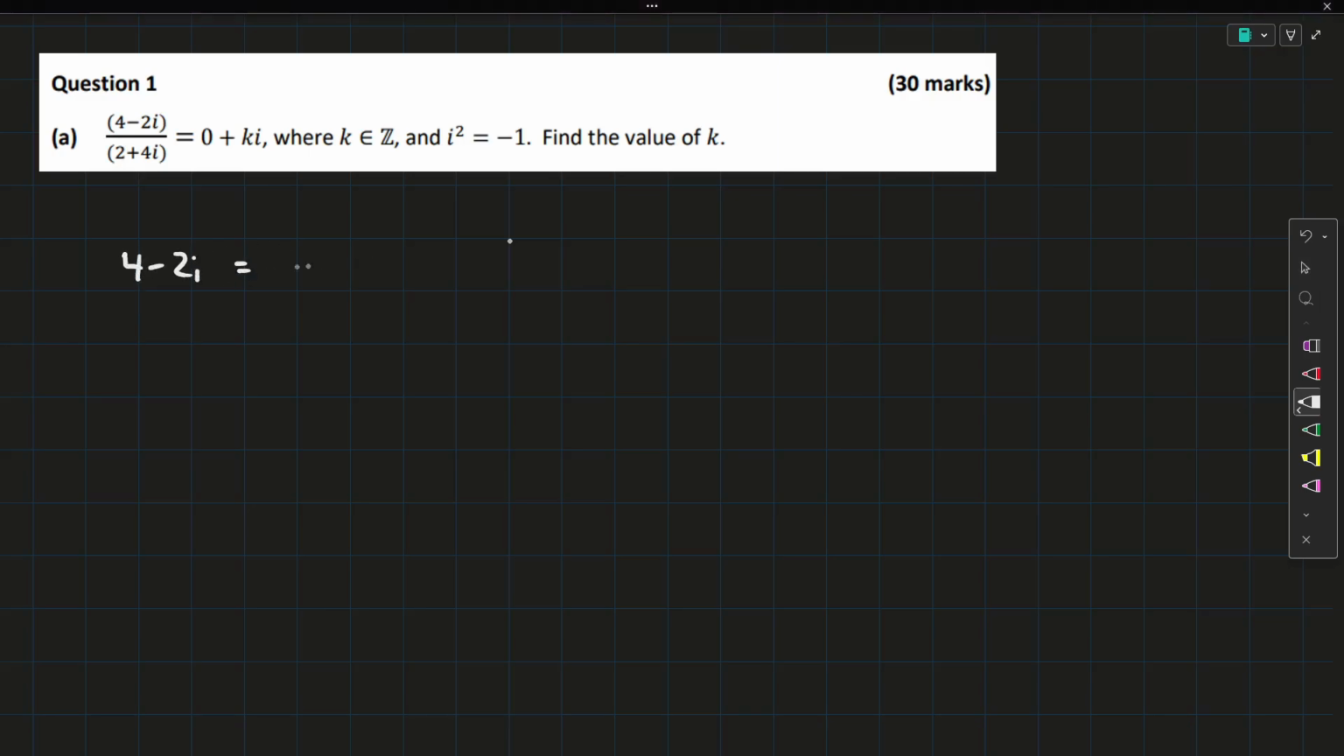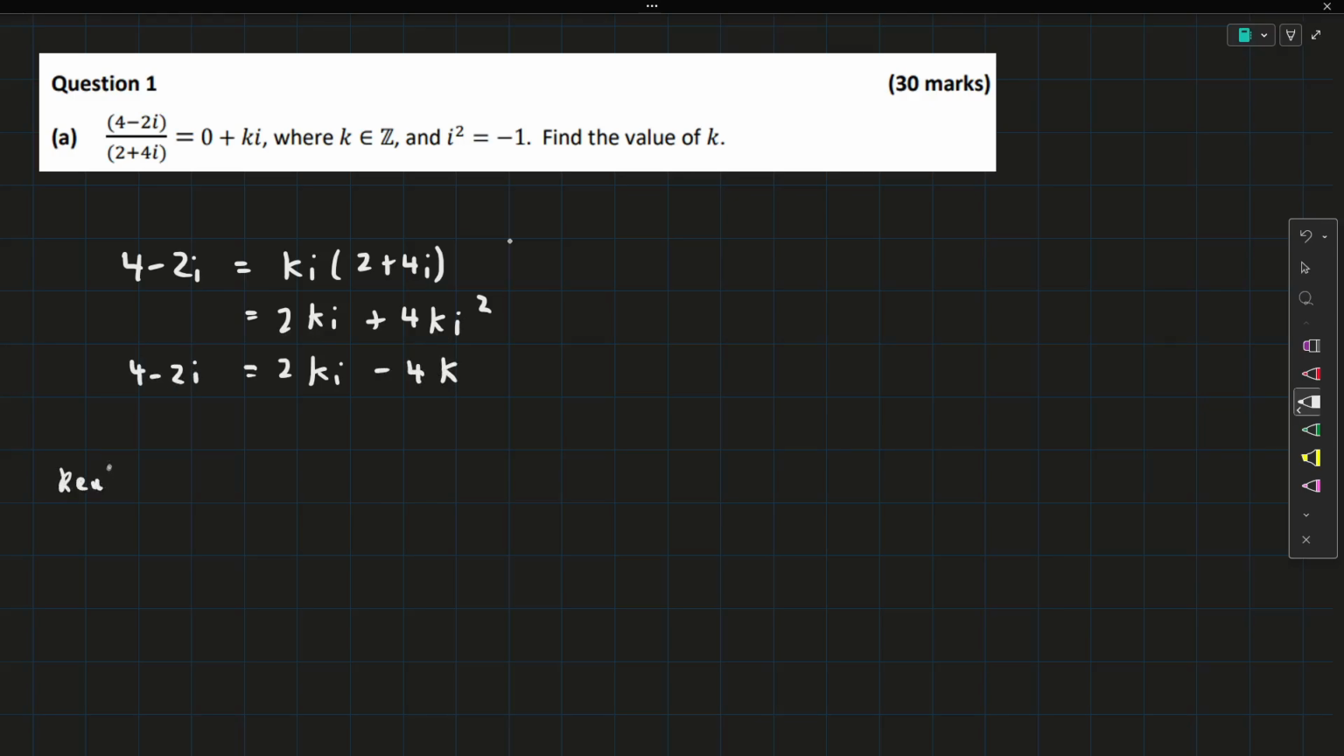So 4 minus 2i will be the same as ki times 2 plus 4i. So that's just multiplying the 2 plus 4i up. And then we'll get 2ki when we multiply out the bracket, and then we'll have plus 4ki squared. And then that further simplifies to 2ki, and i squared is minus 1, so this is minus 4k. And then the left hand side is the same.